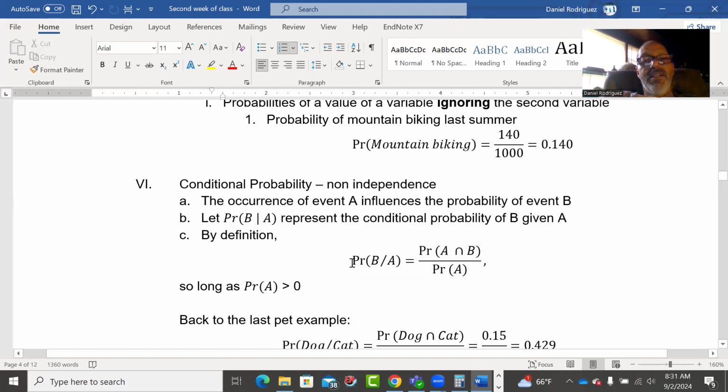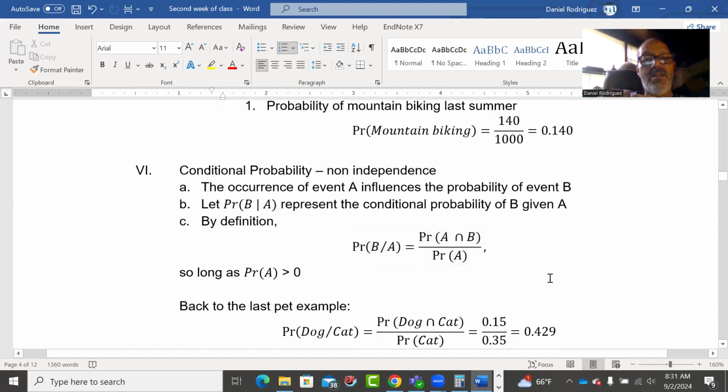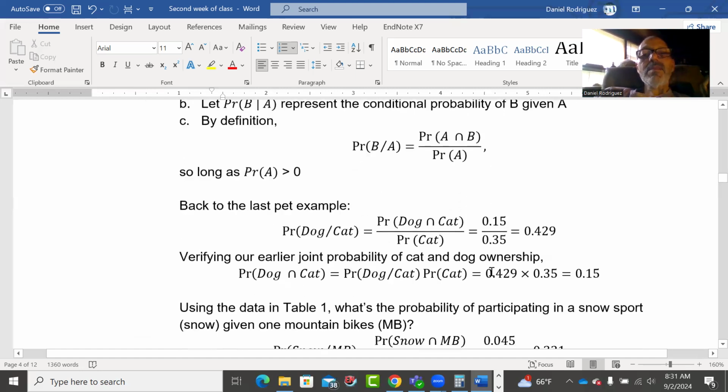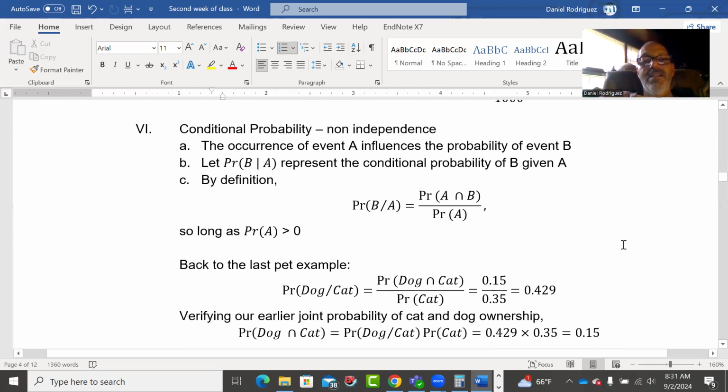So by definition, we can calculate the probability of event B occurring given that event A occurred using this equation, probability of A and B divided by the probability of A. All right. So long as, obviously, and I say obviously because you cannot divide by 0, probability of A is greater than 0. Let's go back to the last pet example. So what's the probability of owning a dog given one owns a cat? Well, we know that the probability of owning a dog and a cat is 15% or 0.15. And we know the probability of owning a cat is 0.35. So if we divide 0.15 by 0.35, we get 0.429.